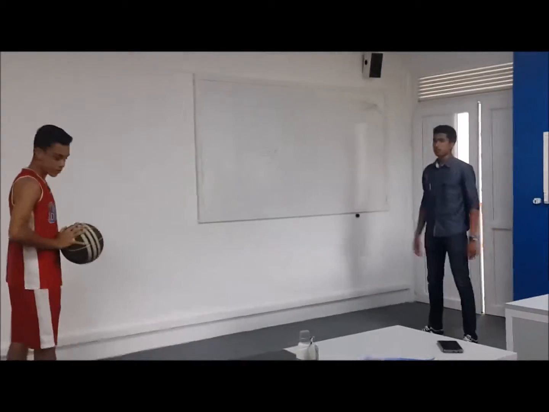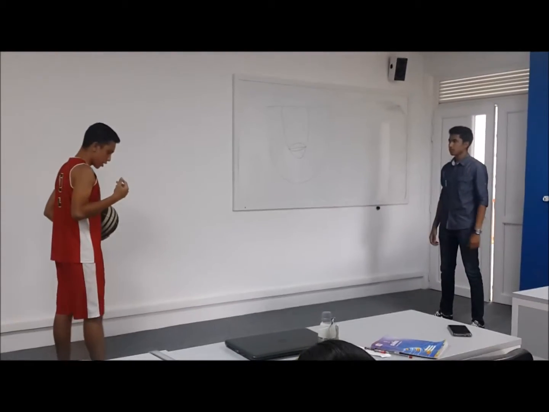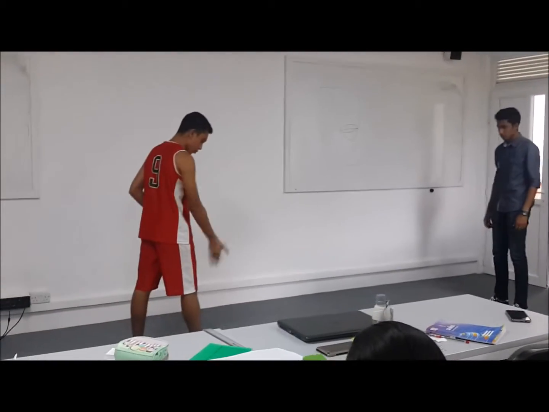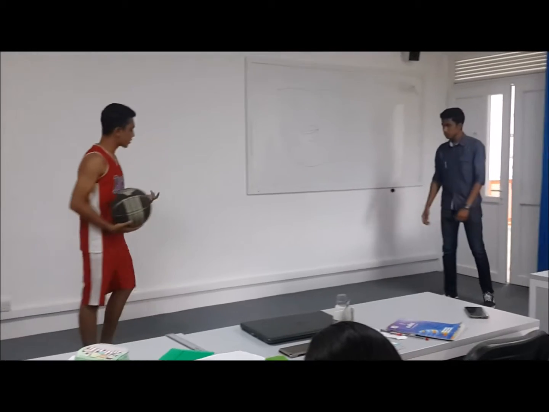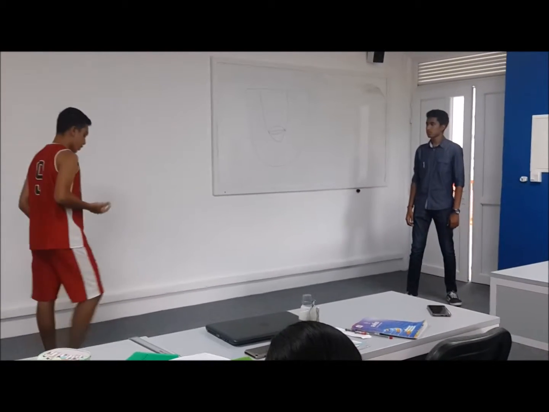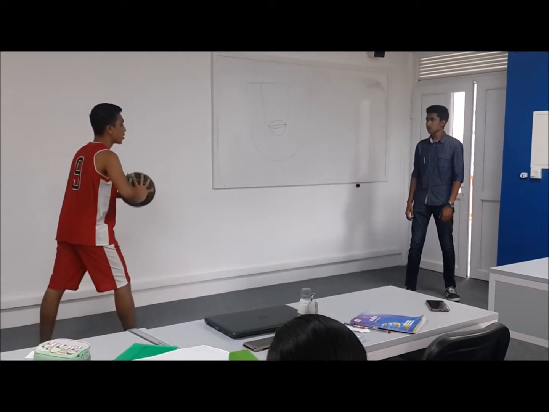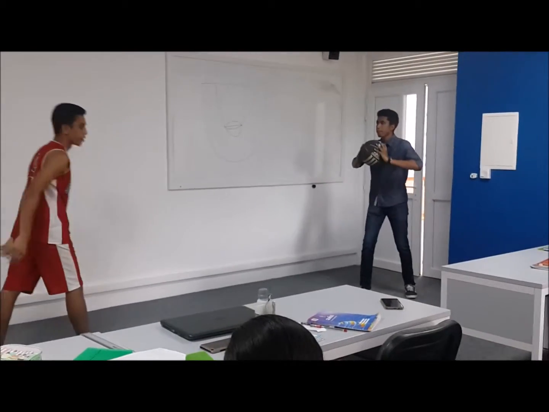Now when you do the chest pass, make sure that if you're right-handed, you put your right foot forward, or if you're left-handed, you put your left foot forward. So me, I'm right-handed, I'll put my right foot forward, and then I do the chest pass, like this.